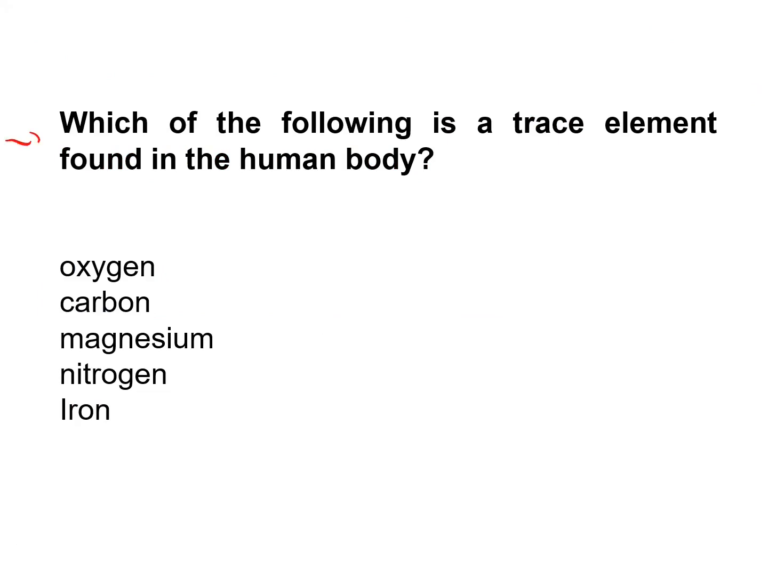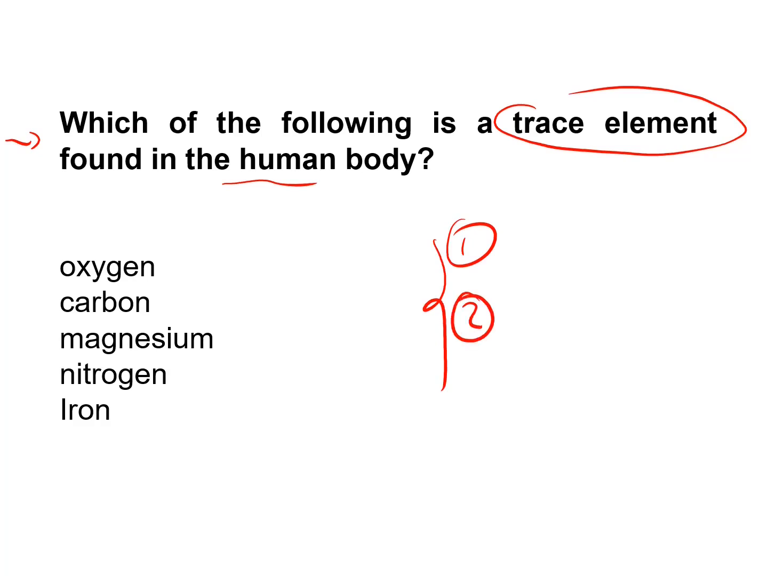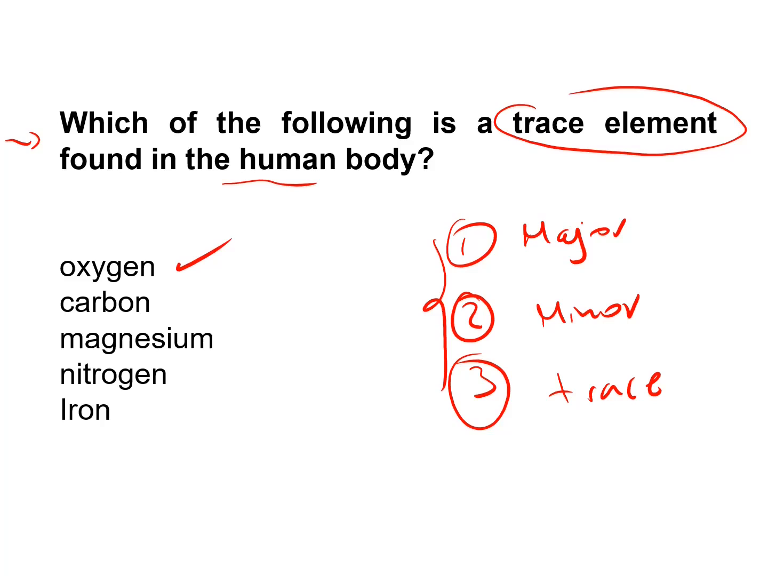Now, let's try to answer this question. Which of the following is a trace element found in the human body? So remember, what is a trace element? There were three types of elements, depending on the distribution in your body. There were major, minor, and there was another one that were trace elements. So let's try to think. Oxygen is a major one. Carbon, I think, is also a major one. These two could be, which one is the right one?